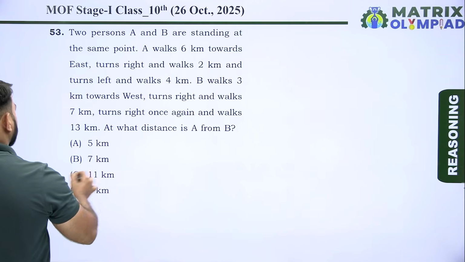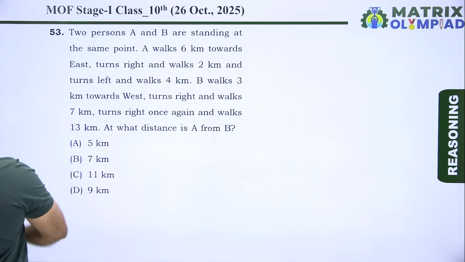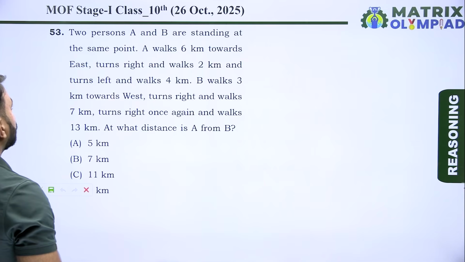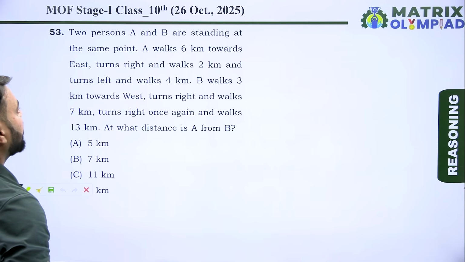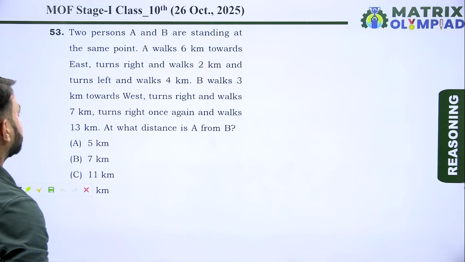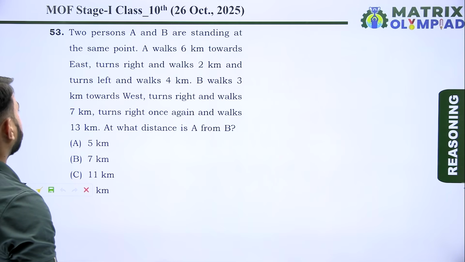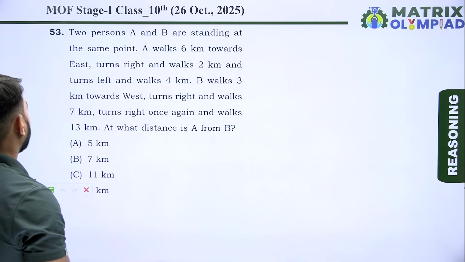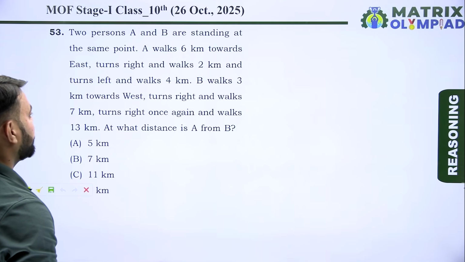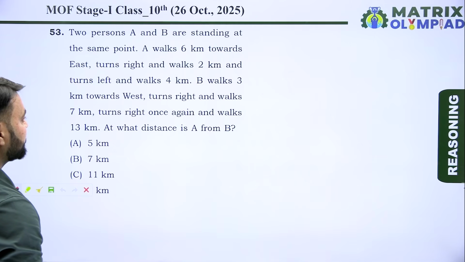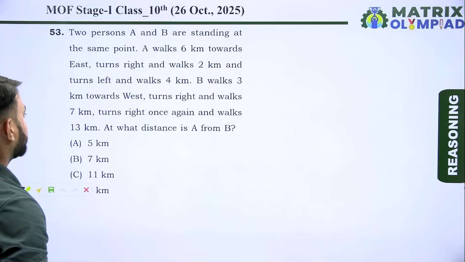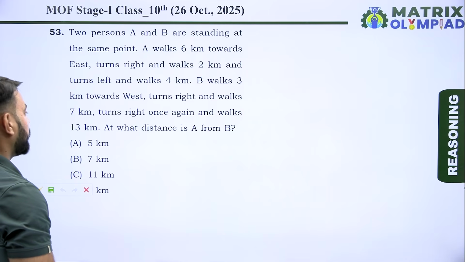So now the next question is question number 53. Two persons A and B are standing at the same point. A walks 6 km towards east, turns right and walks 2 kilometer, and then turns left and walks 4 kilometer. B walks 3 kilometer towards west, turns right and walks 7 kilometer, turns right once again and walks 13 kilometer. At what distance is A from B?